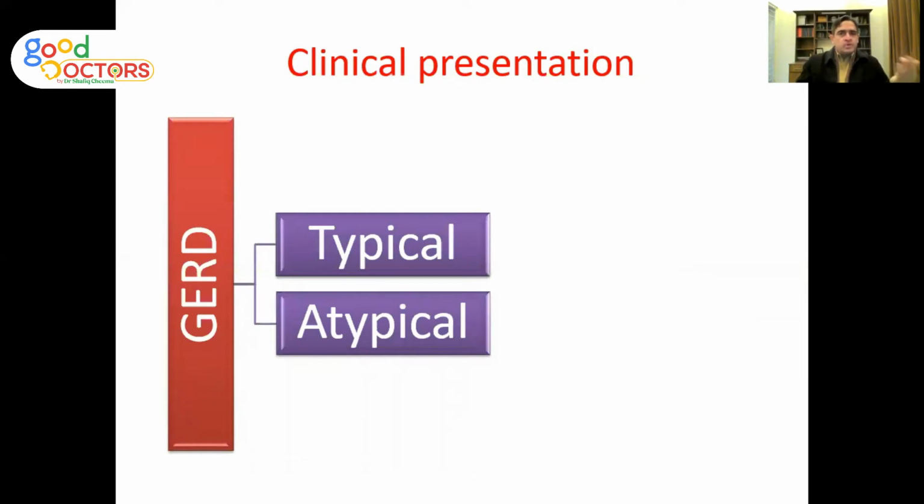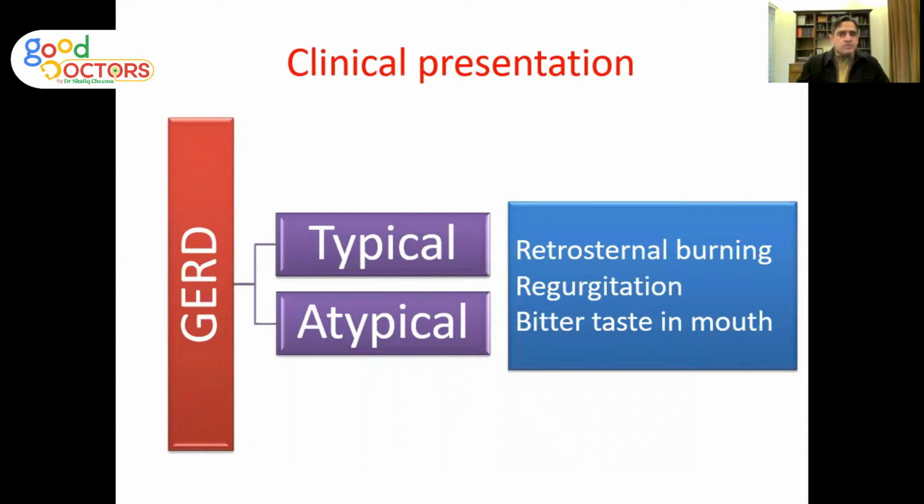Symptoms can be typical or atypical. Typical symptoms are retrosternal burning, regurgitation of the food content into the lower part of the sternum, or the patient comes to you with a bitter taste in the mouth. That is mostly in the early morning when he gets up, there is a bad taste or foul smell in the mouth. These are typical symptoms. So it is very easy to diagnose these people because the symptoms are very typical.